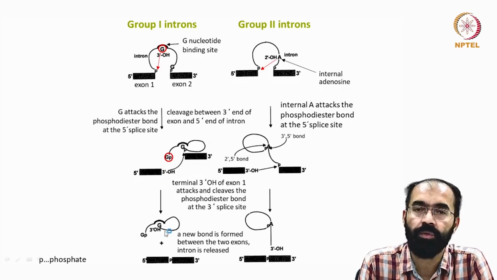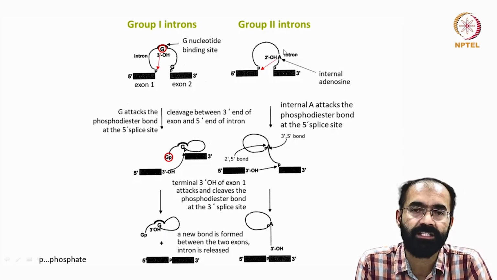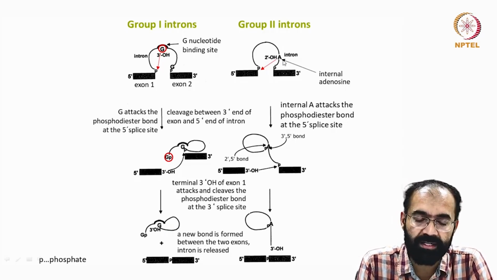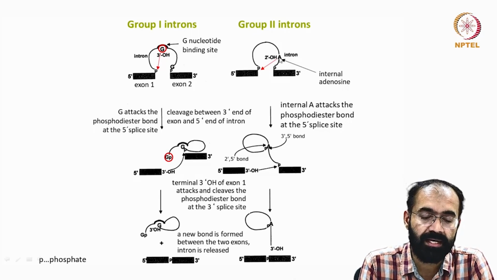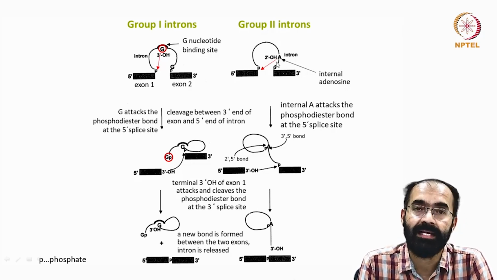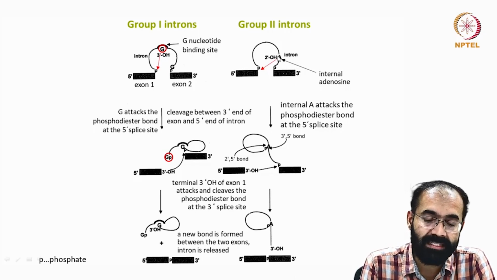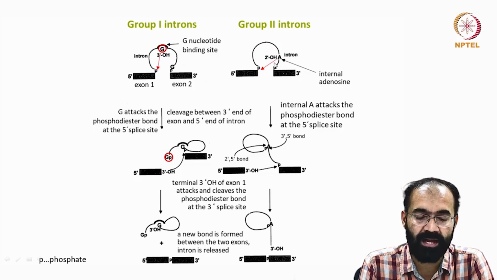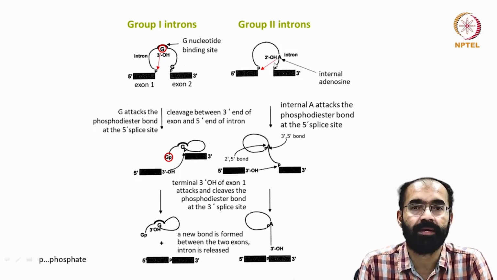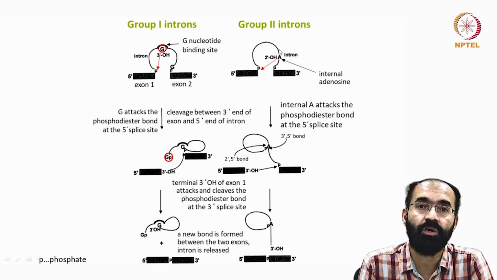Coming to group 2 introns, it is also very much similar to group 1 intron, except that group 2 introns have an endogenous A instead of G, which is not externally recruited. It is present in the intron sequence itself, and we call it an internal adenosine. This internal adenosine's 3' is already part of the phosphodiester backbone. It is not available for any reaction, whereas the 2' OH is free.